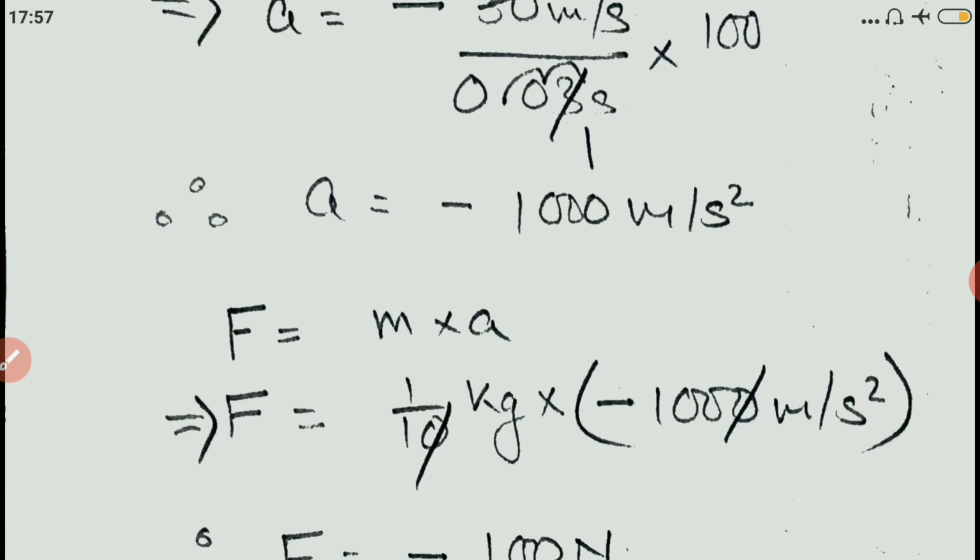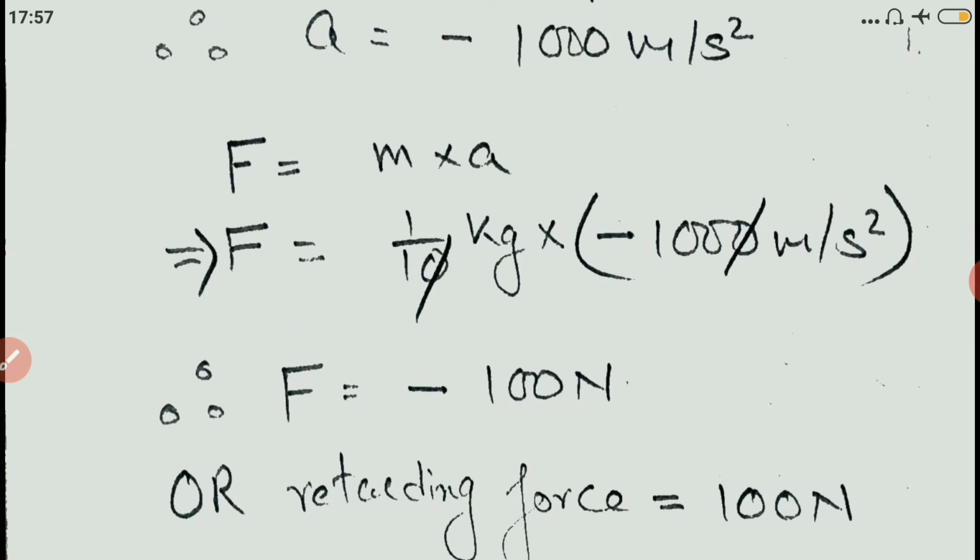So F equals m into a. F equals 1 upon 10 kg into minus 1000 meter per second square. Hence I am getting force equals minus 100 Newton, but there is no minus sign in your book. This minus sign shows this force is acting opposite to the direction of the motion. That means this force is stopping the motion. Hence this kind of force is known as retarding force, or I can write retarding force equals 100 Newton. So I hope you understood number 10. Please read question number 11 and try to do it by yourself.